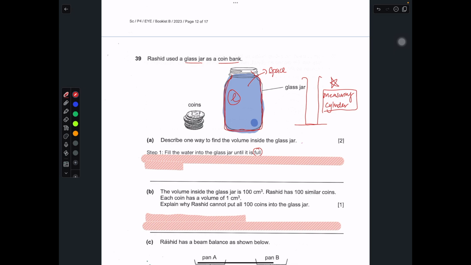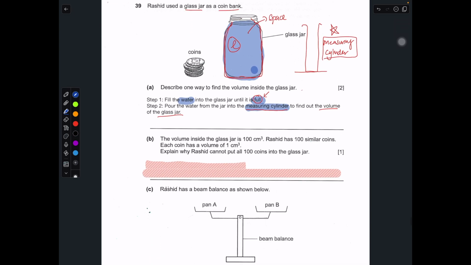Okay, so step one, fill the water into the glass jar until it is full. Full, this part is important. Next, you pour the water from the jar into the measuring cylinder to find out the volume of the glass jar. The key portion will be water until it is full. Put it into the measuring cylinder, and then you will be able to find the volume. Okay, the volume inside the glass jar is 100.